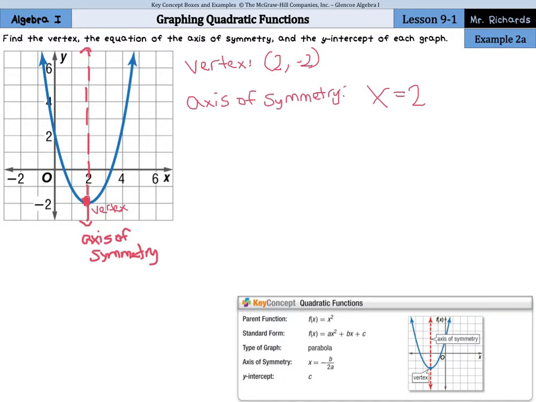And lastly, we have our y-intercept. Our y-intercept is where the graph crosses the y-axis, which is right there. So the y-intercept is at the point 0, 2, which you can also just call 2.